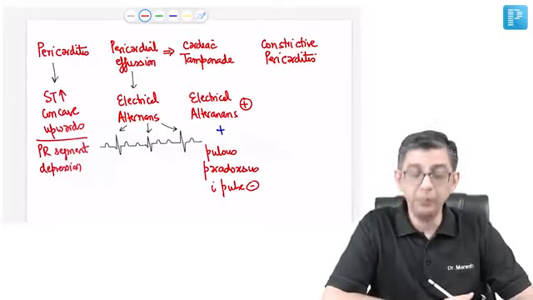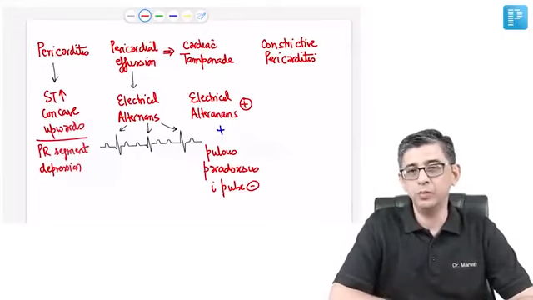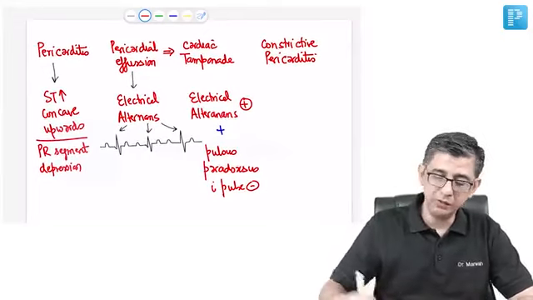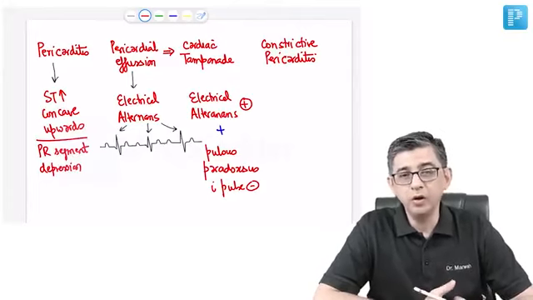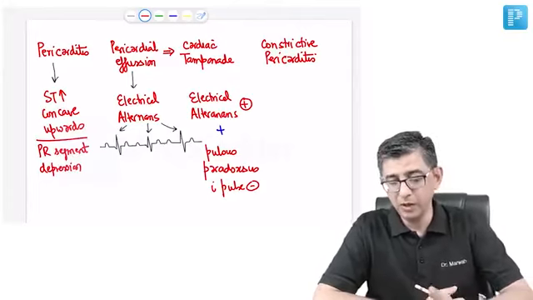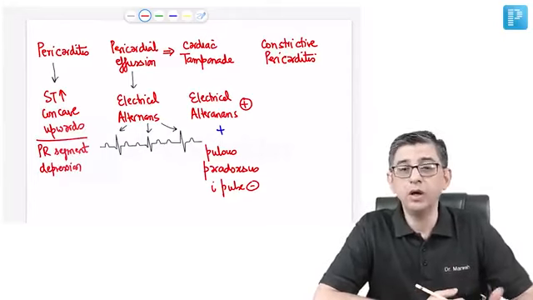When it comes to constrictive pericarditis, you will easily pick up the MCQ because here the ECG finding of electrical alternans would not be given. Why would it not be given? Because in these patients, there is going to be calcification outside the heart. There's no water outside the heart.